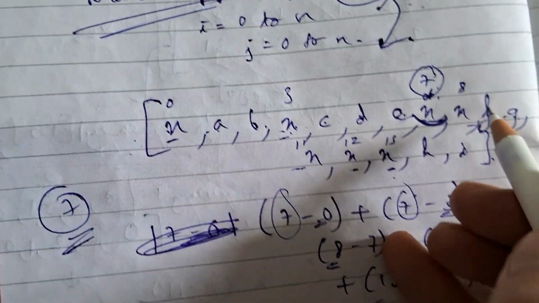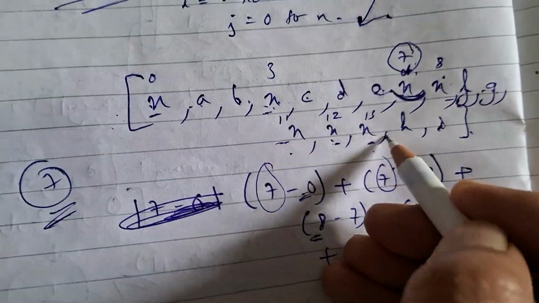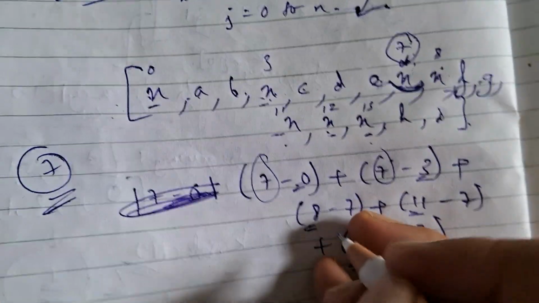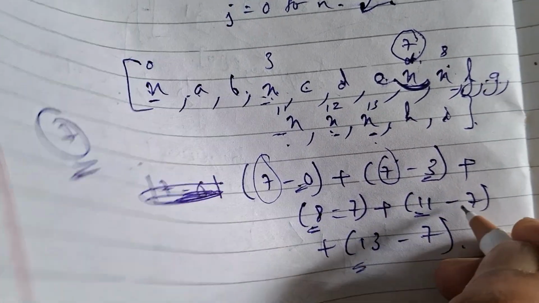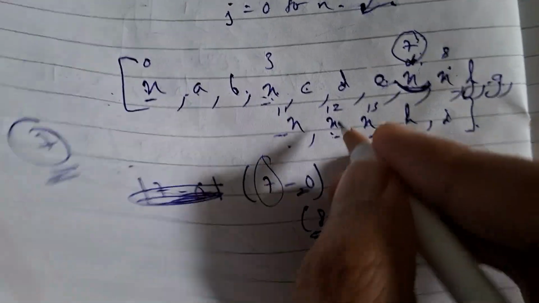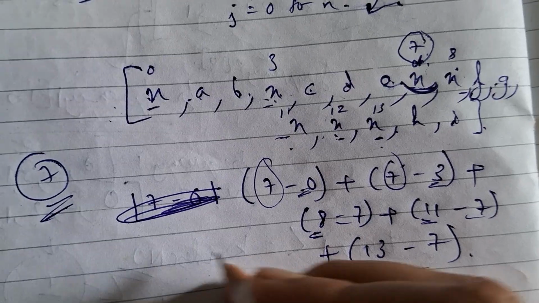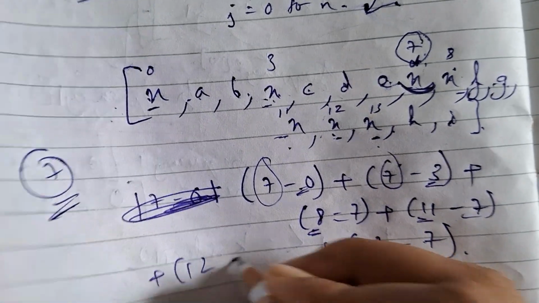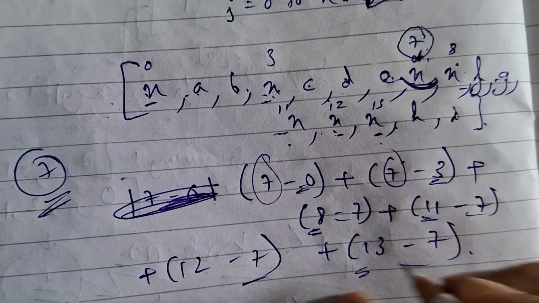And towards the right, let's see how many are there. 1, 2, 3, 4. So there are 4. So we subtract 7 four times. See, minus 7. Okay, we forgot to make this 12. So that is 12 minus 7. So minus 7, right? There are 4 times.